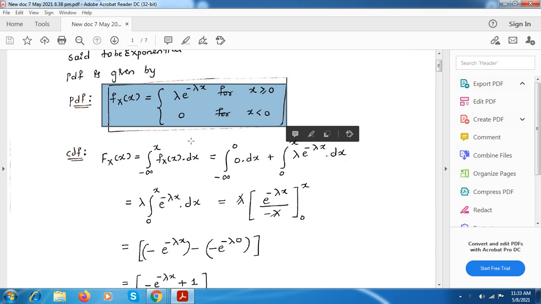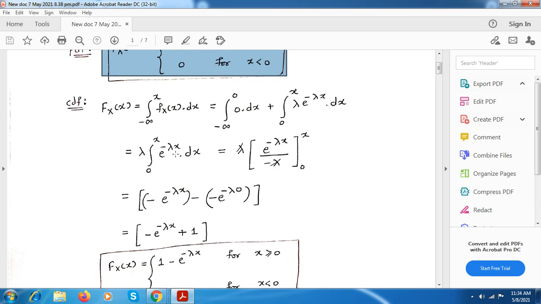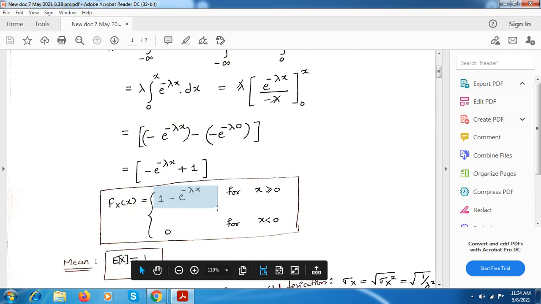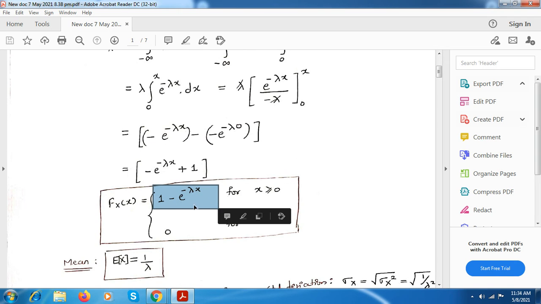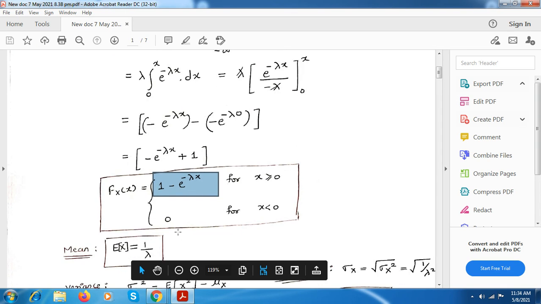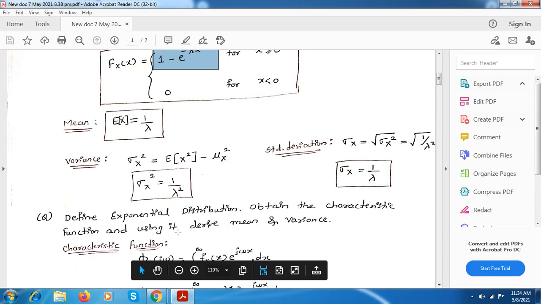And for the CDF we have to integrate the PDF from minus infinity to x. So if you integrate this PDF, you will get the CDF value as 1 minus e to the power of minus lambda x. This is for x greater than or equal to 0 and 0 otherwise. So this is the CDF of the exponential distribution.